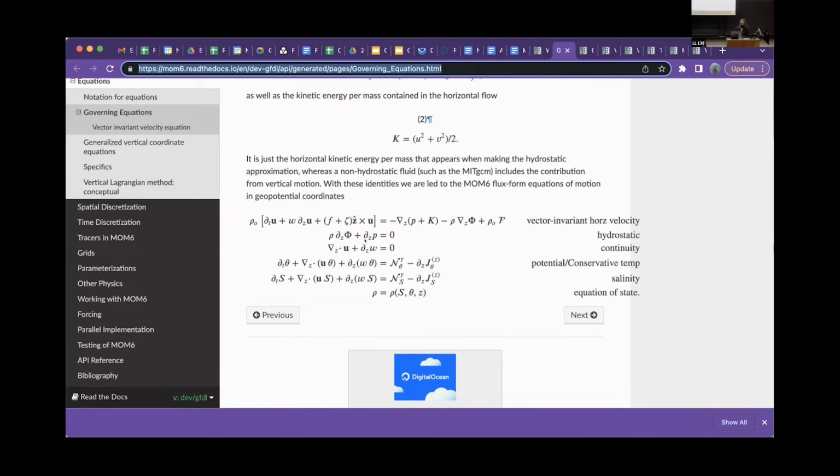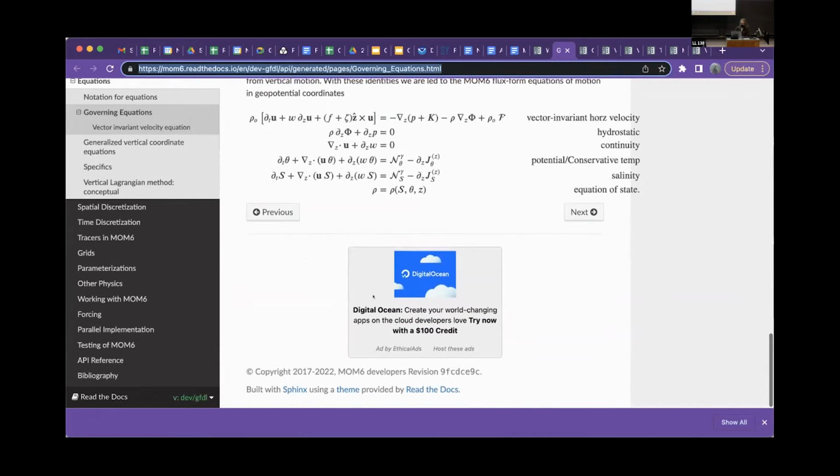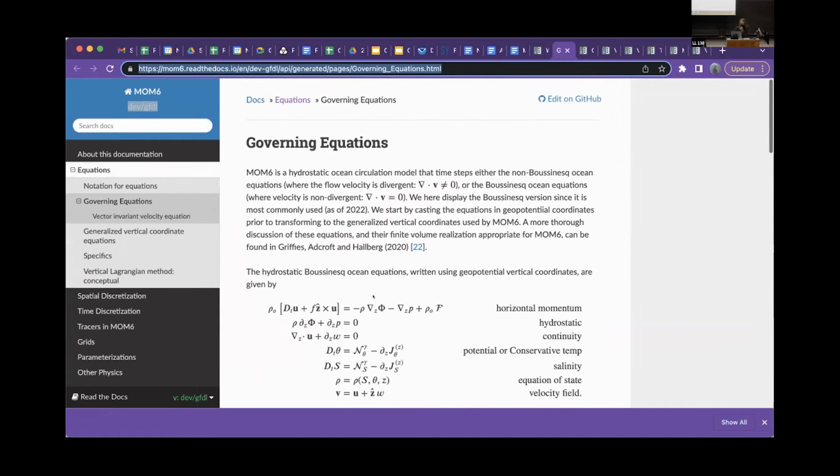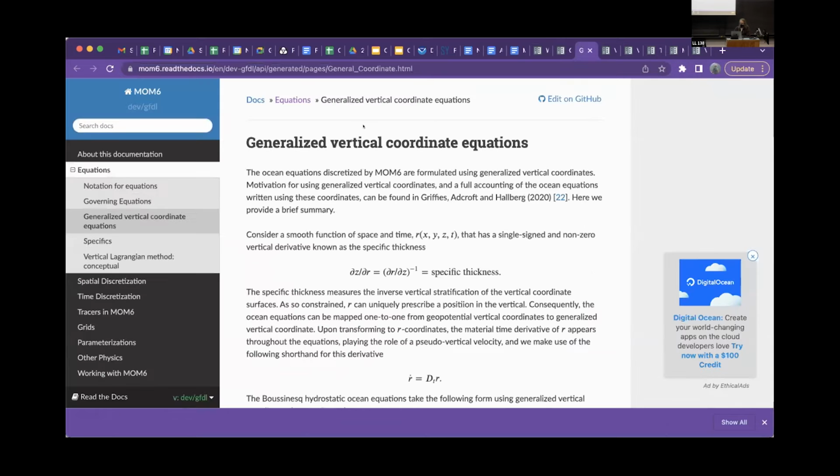Okay, and all the other equations are the same. This is hydrostatic, continuity, tracer equations, and the equation of state. So that's the first page, that's governing equations. The second page, now, generalized vertical coordinates. Let me do this. If you want to follow along, I will chat this one as well.